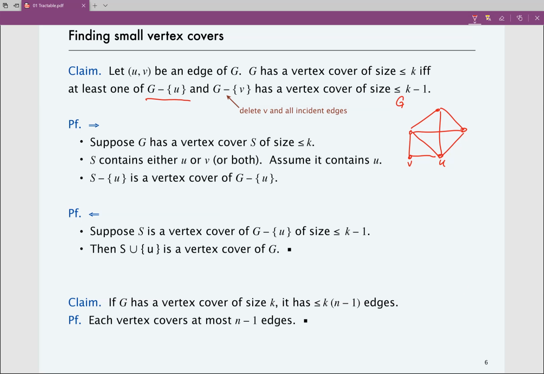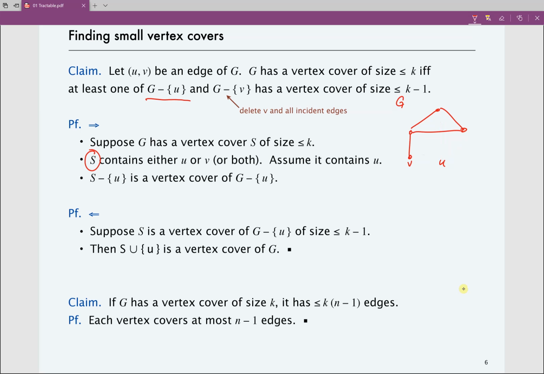The only way to cover this edge is to either use node U or use V, or you can use both nodes if you want. But you have to use at least one of them. So suppose the cover actually includes the node U. Suppose the cover is called S, and S is size K, so there are K vertices in S. Now assume that U belongs to S.